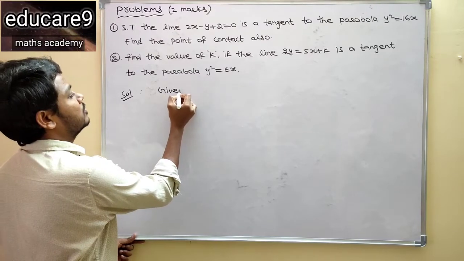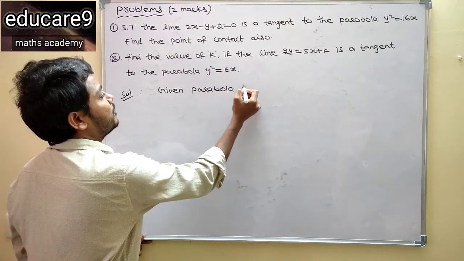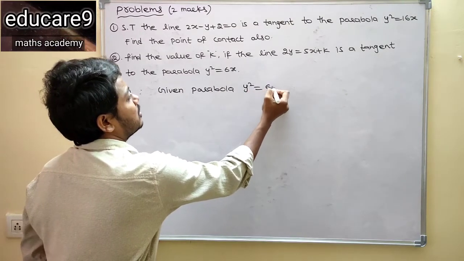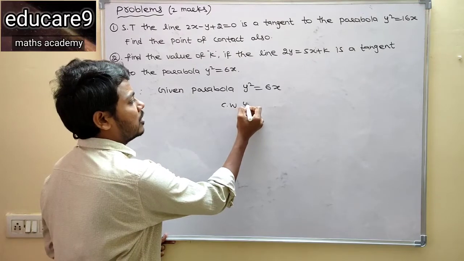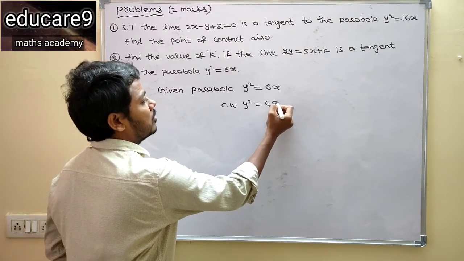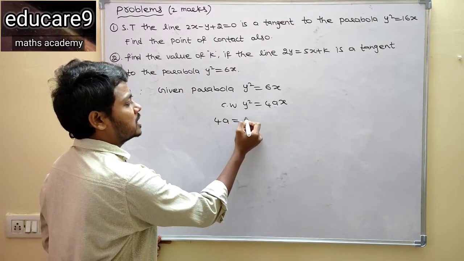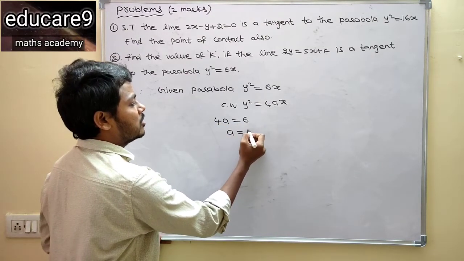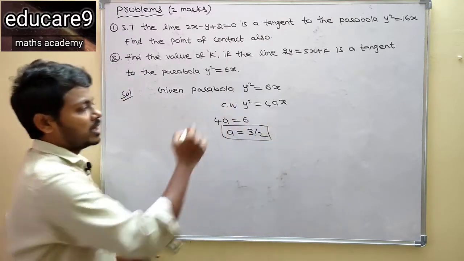Given parabola y square is equal to 6x. So comparing with y square is equal to 4ax. Now what is the 4a value? 6. So a is equal to 3 by 2. So this is the value of a.